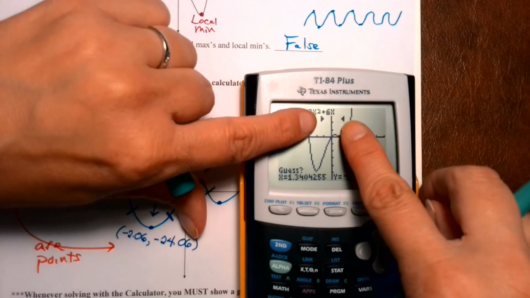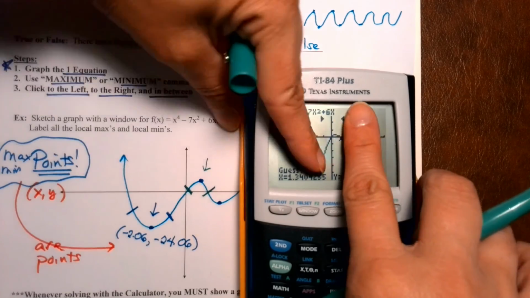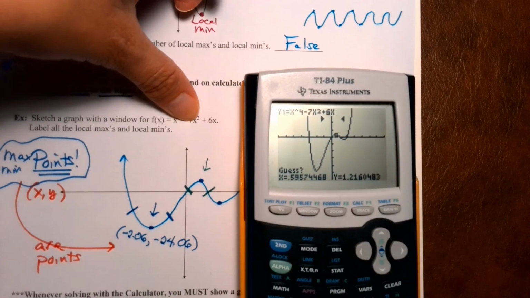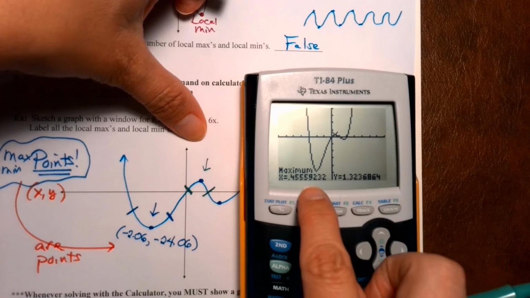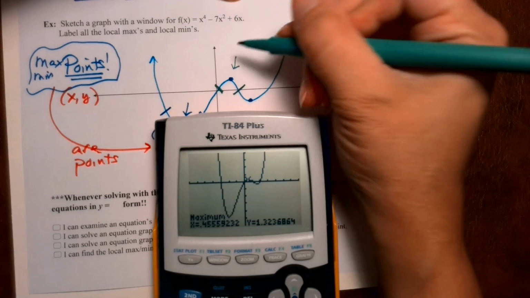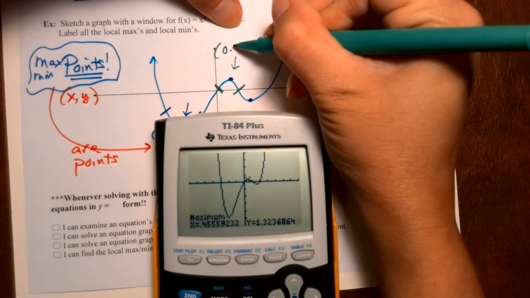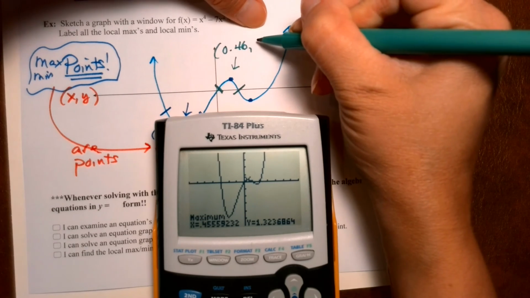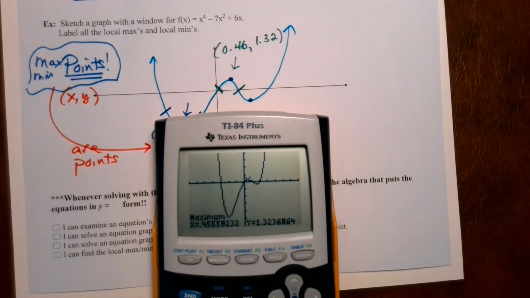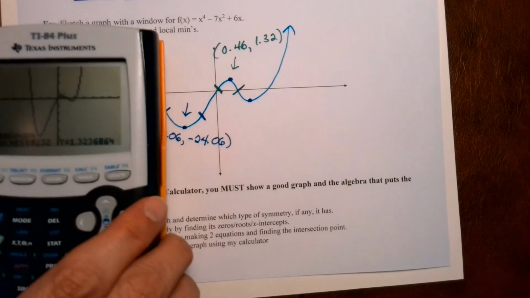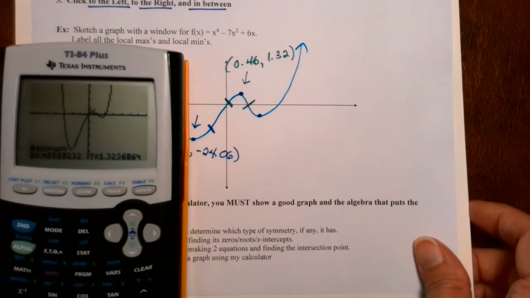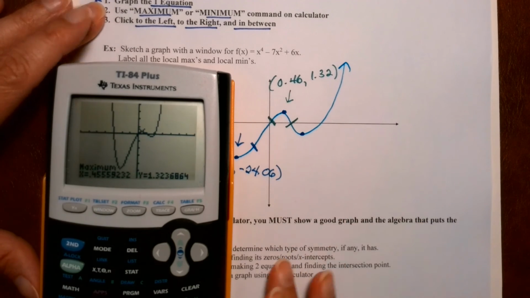And then see these little arrows? The calculator is going to be looking in between there to find the maximum. I'm just going to get as close to the maximum point as I can and hit enter. The coordinates of this maximum, since it's a point, I'm going to write as 0.46, comma 1.32. All right, we have one more point to go. We've got one more point right here. Is this a maximum or a minimum? Yep, that's going to be a minimum.